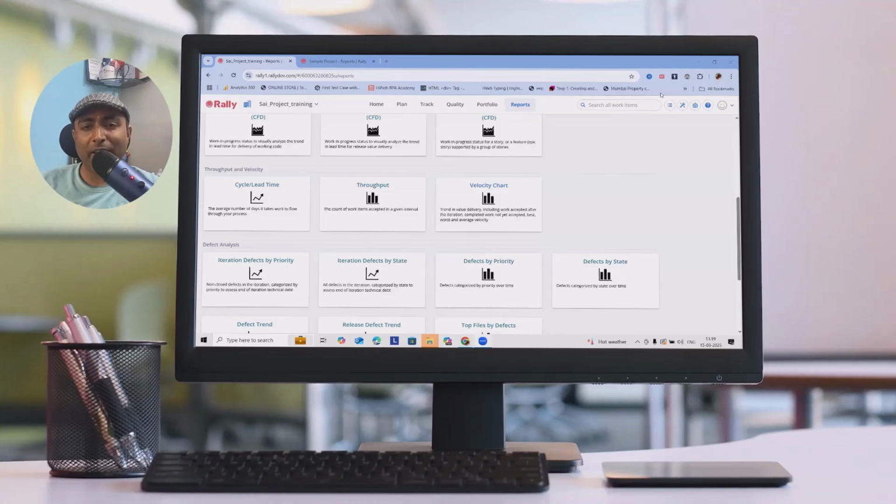Today we are diving into the velocity chart in Rally, a powerful agile tool that helps teams measure their pace and understand how much work can be accomplished in a given iteration.